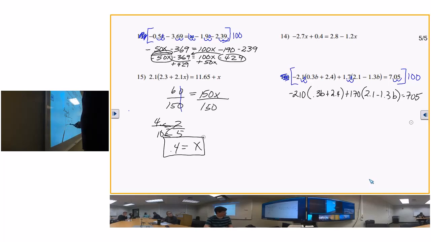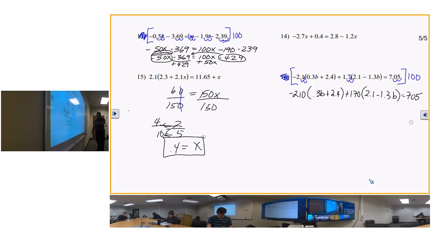Now, why did I put it back in 0.4? Why did I leave it as 2/5? Why did I do that? Because what did the question start with? What did the question start with? It's real simple. Decimal. So what do you end with? Decimal. Decimals.